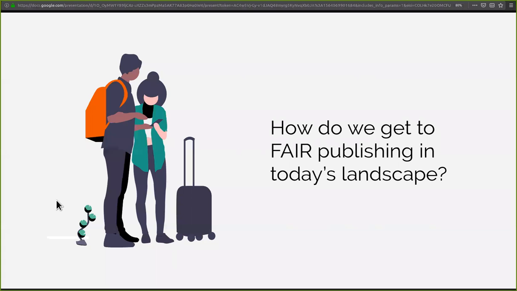So the question that I think is pretty obvious to me every day right now is how do we get to FAIR publishing in today's landscape? Because we're not there. And there's a lot of work to be done to get us there. But I think that we can look at a few examples, and I in particular am really motivated by some of the examples I'll show here to think about how we could get there. And I'd also love you guys to shout out if you have any ideas as well, because I think this is a really hard problem.